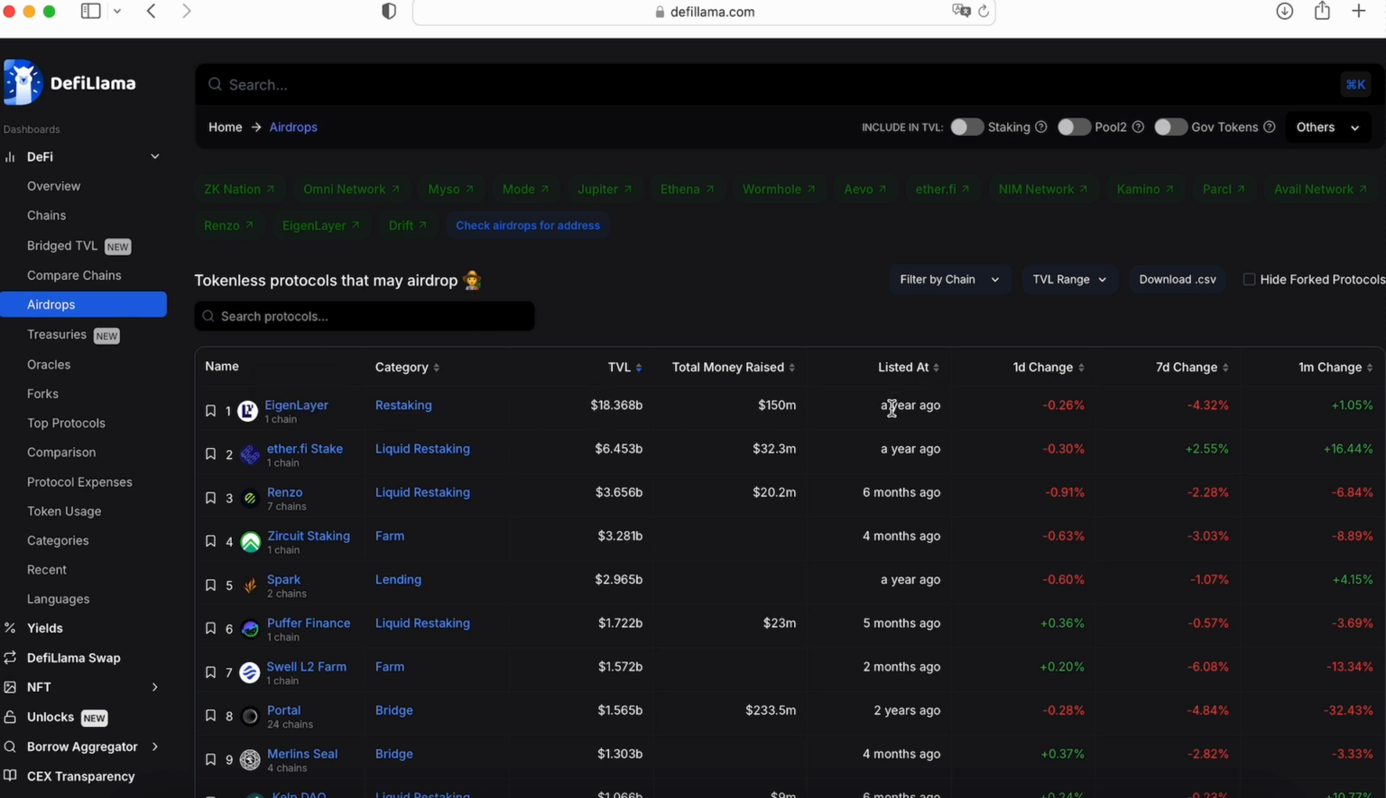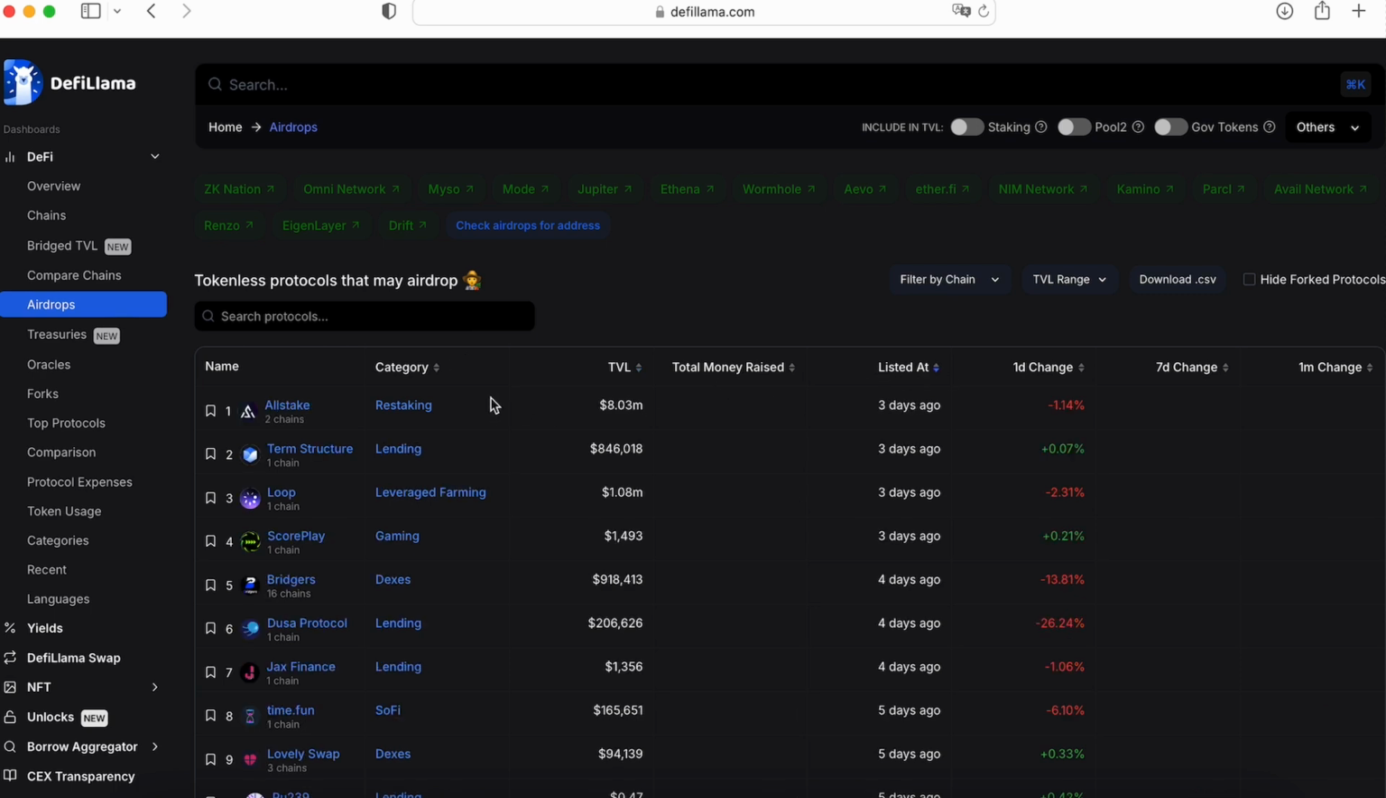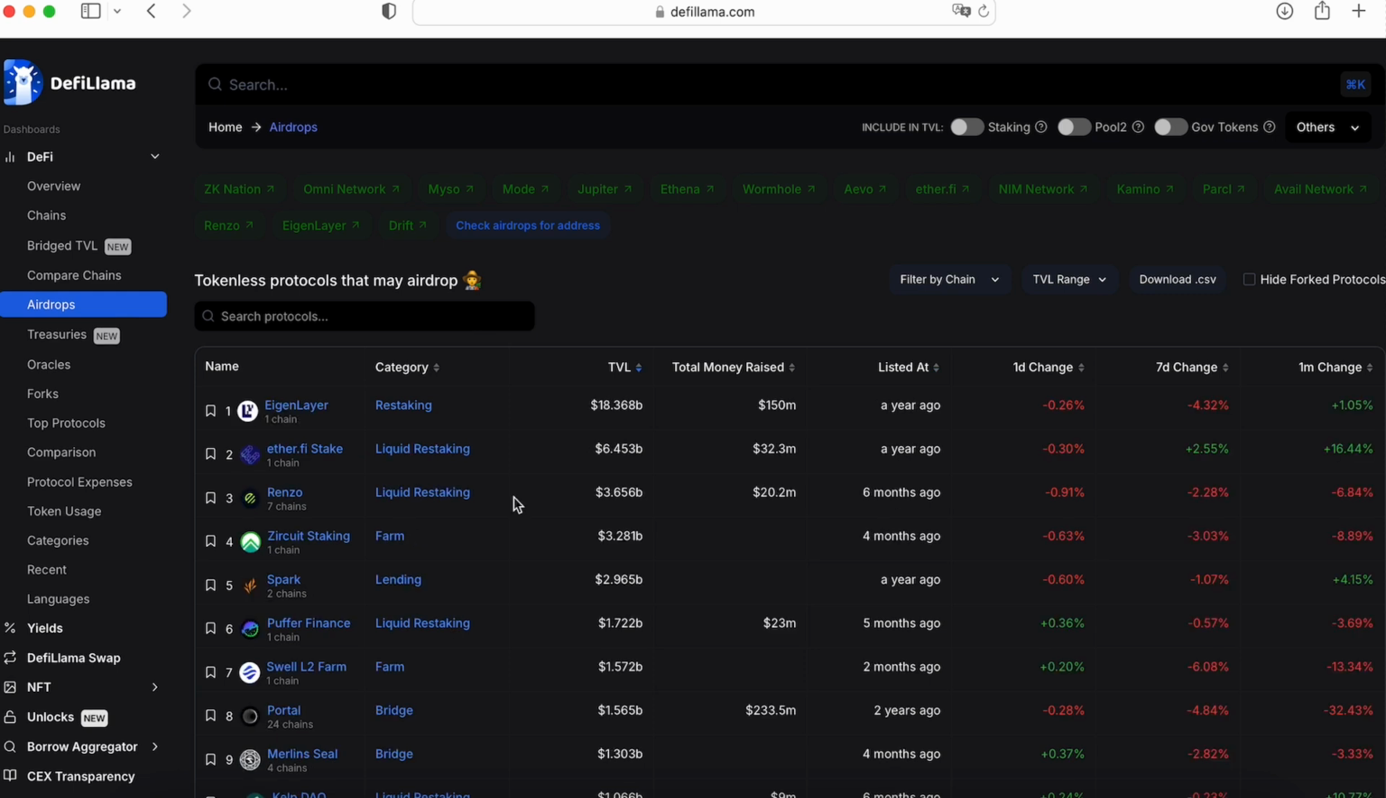It was listed a year ago, with total money raised of 150 million. So basically your main goal is to find brand new protocols which just listed, with pretty small TVLs, and maybe they will have some activities for a potential airdrop, right? Maybe they have testnets or some tasks on Galxe, so you can participate and track the fundraising rounds. This is how you can dive into potential airdrops.